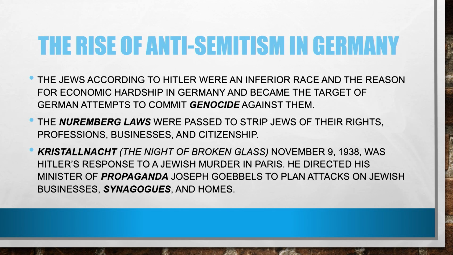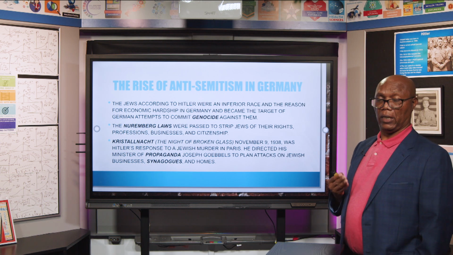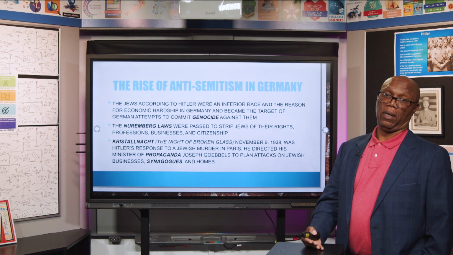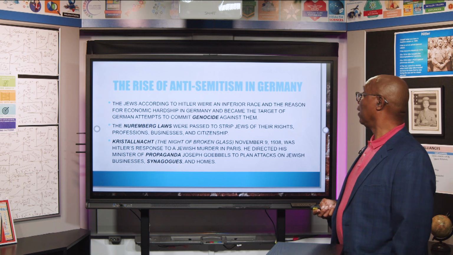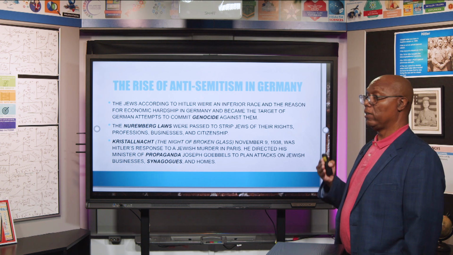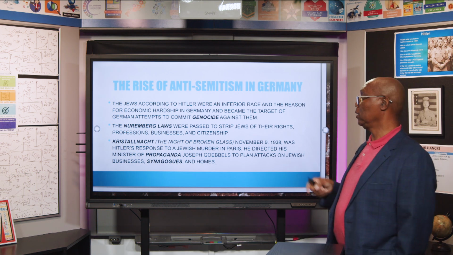The Nuremberg laws were passed to strip Jews of their rights, professions, businesses, and citizenships. Also, it was a social contract of sorts in that it told you who you could marry. It told you, if you did marry somebody, what your children would be identified as, German or Jew. So it did a whole lot of different things in terms of guiding the way people saw or viewed the Jews before the war even begins.